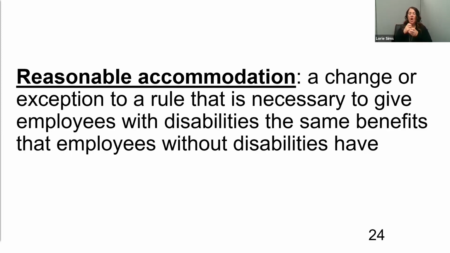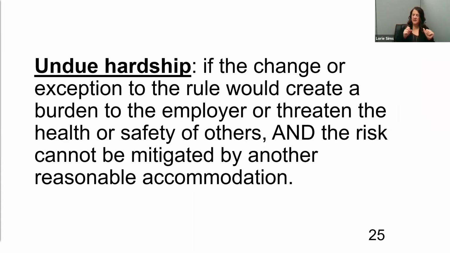The definition of reasonable accommodation is a change or exception to a rule or policy that is necessary to give employees with disabilities the same benefits that employees without disabilities have. Next slide, please. An undue hardship is if the change or exception to the rule or policy would create a burden to the employer or threaten the health or safety of others, and the risk cannot be mitigated by another reasonable accommodation.